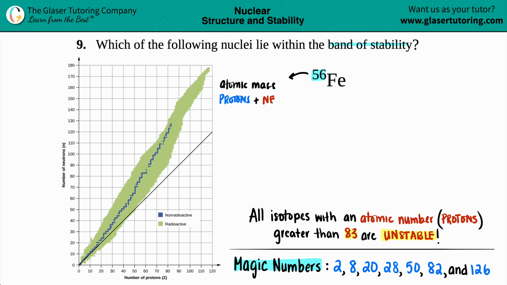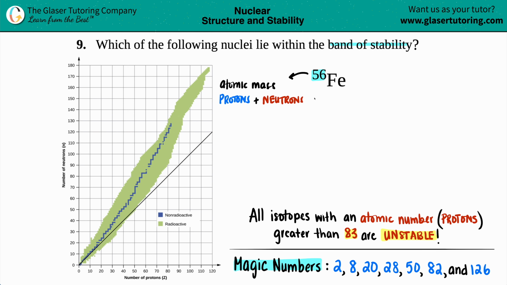Now, if we really wanted to find out if this isotope, or this nucleus, the iron with the 56 total protons and neutrons, is stable, aka is it in the band of stability, we have to find out how many protons and how many neutrons it has. Now, we know that it has a total of 56 combined, but how am I going to find out how many protons and neutrons, right?